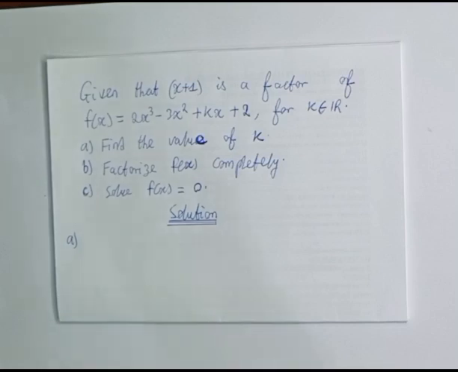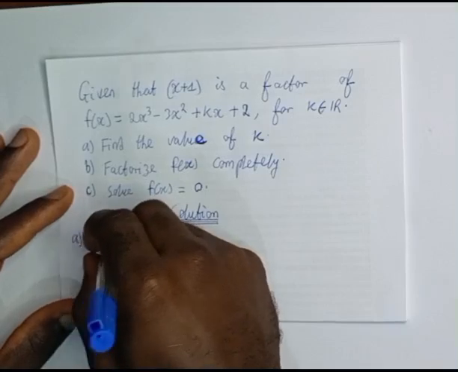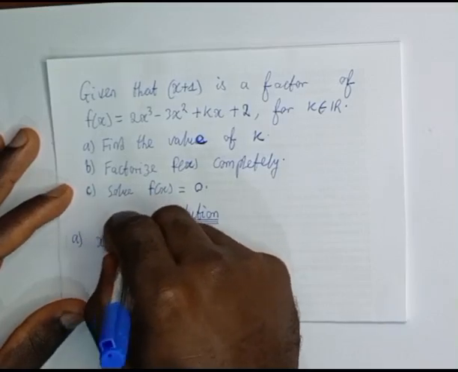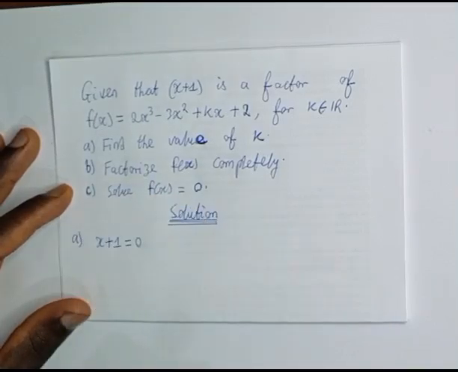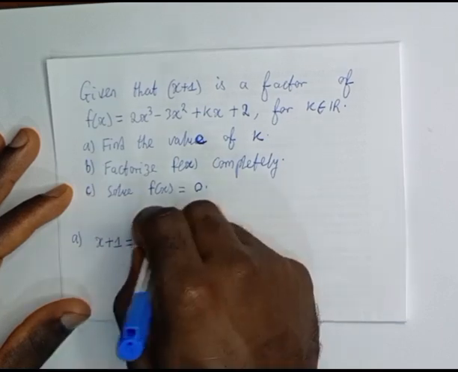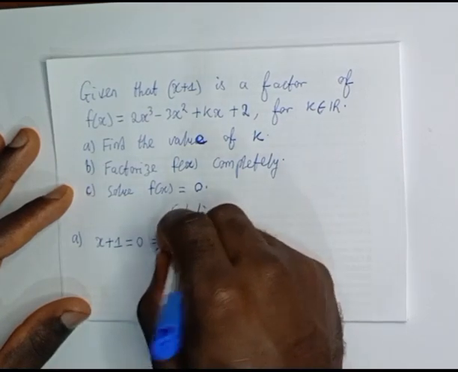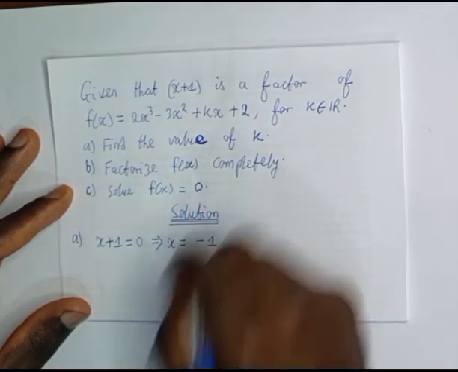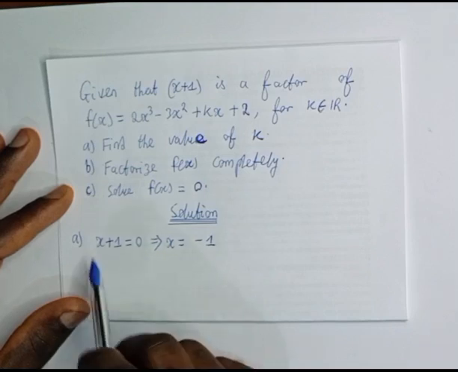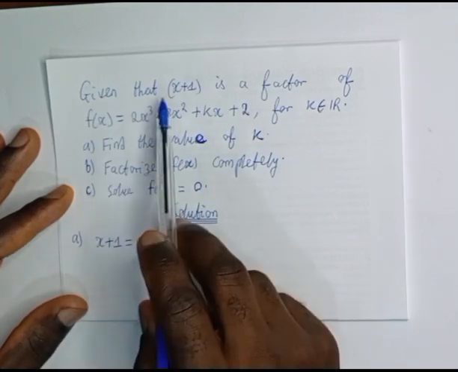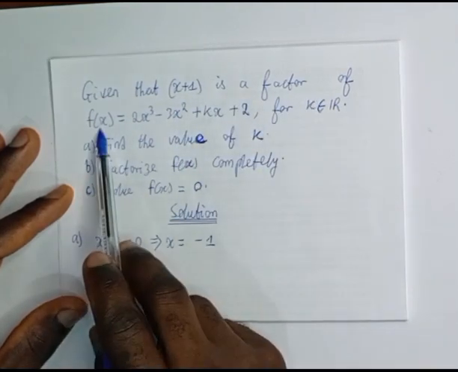From the question, we have been told that x plus 1 is a factor of the polynomial f of x. First thing, we are going to start by equating x plus 1 to 0. Then we find the value of x. Then x will simply be equal to negative 1. X plus 1 is a factor of f of x.